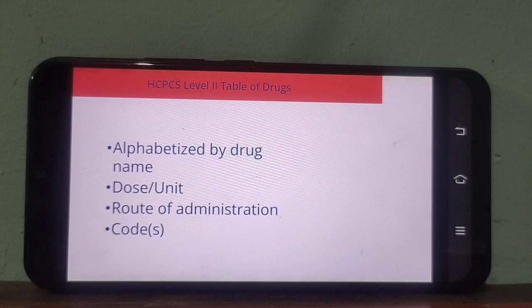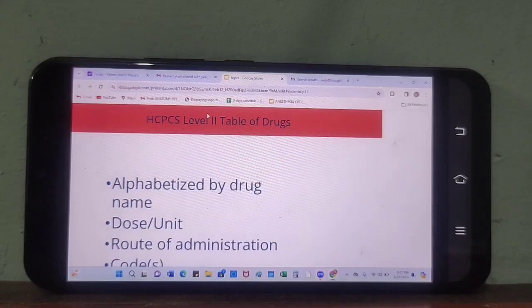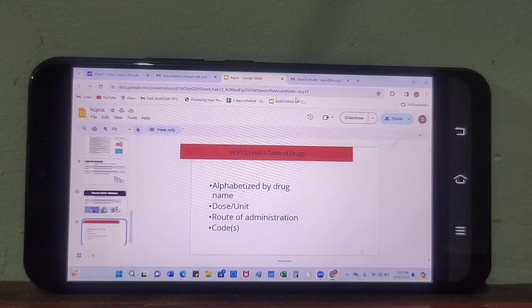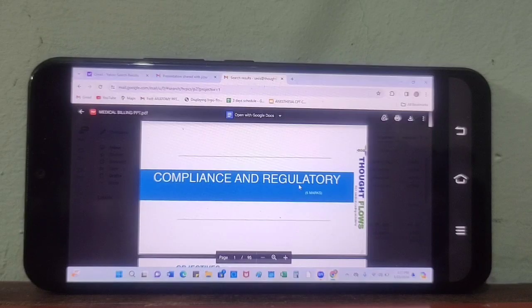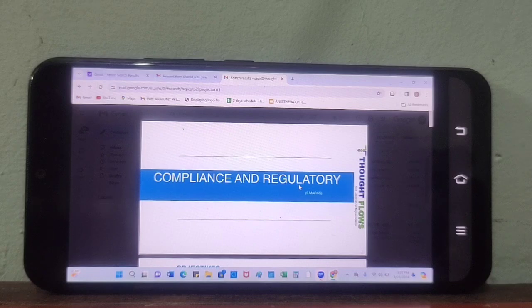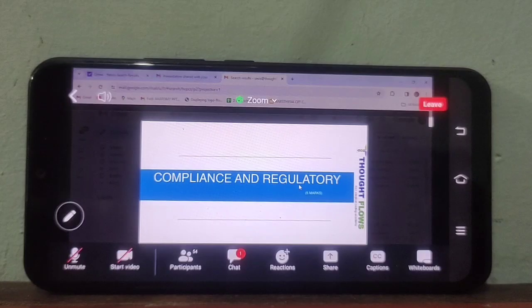Do you understand? So now I am going to take billing. I am going to share this billing PDF first. Okay, so here: billing, compliance under regulatory.